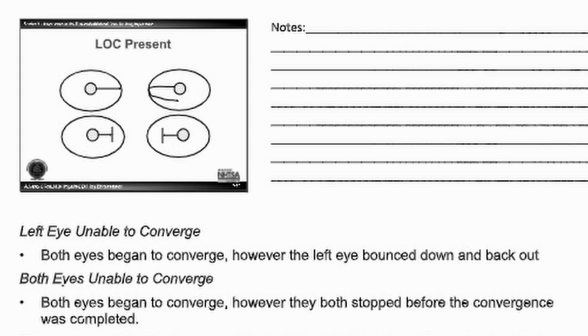The training then gives us some examples of LOC in the following. Left eye unable to converge. Both eyes begin to converge, however the left eye bounces down and back out. Both eyes unable to converge. Both eyes begin to converge, however they both stop before the convergence is completed.